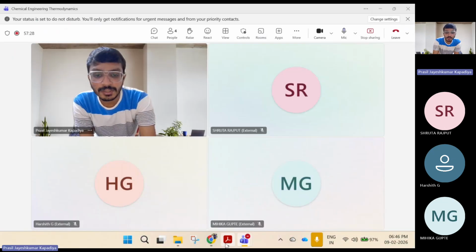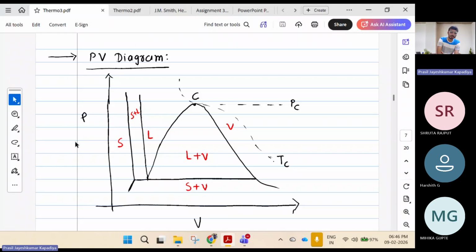Shruta, can you tell me what is going to happen when I increase the pressure of a solid? Is the volume going to change or not? There will be a very insignificant change in volume when I am applying pressure to a solid. So you see that from a change of pressure from here to here, the volume change is almost negligible. Correct? So this is the solid line.